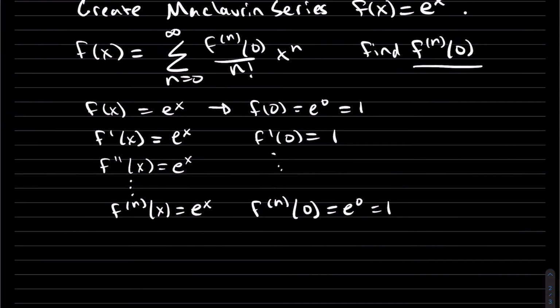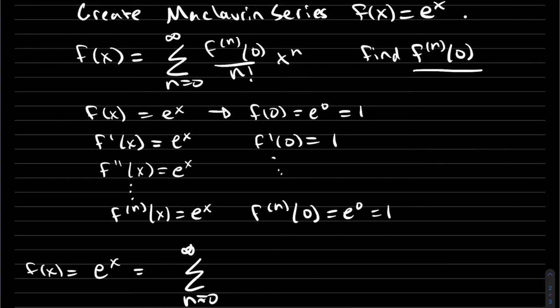And so we just write out the formula. So e to the x is our function. Our f of x is our e to the x, which is the sum of n equals 0. And this part we found to be 1 over n factorial x to the n, which is just x to the n over n factorial.